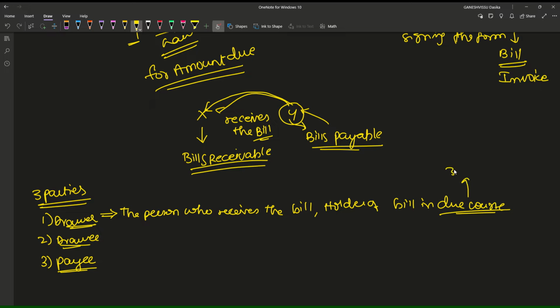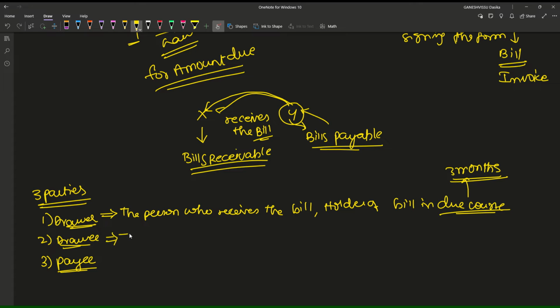I have said 3 months, right? In these 3 months, the bill would be with X only. That is what due course is. Due course means the course in which the amount is due. Course is nothing but time here, not the course which we can learn.